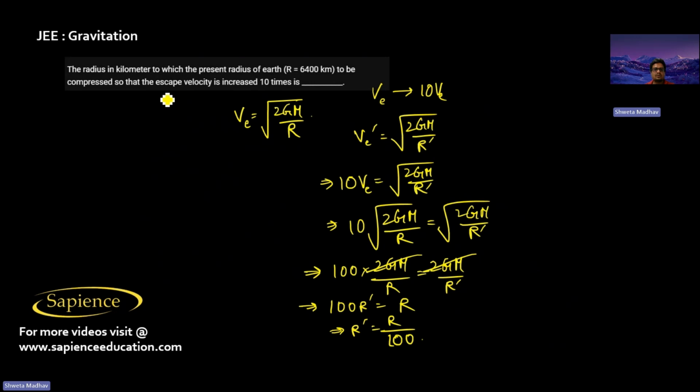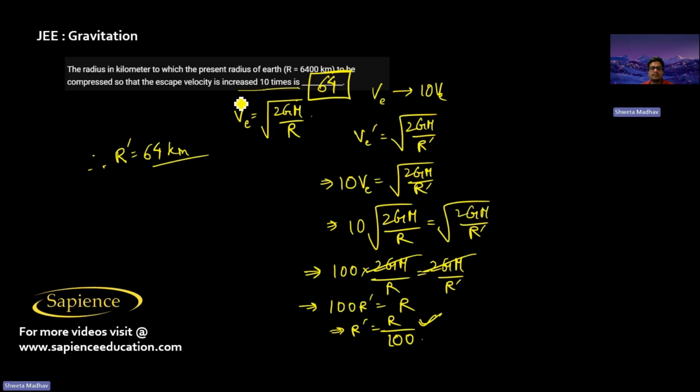So in order to increase the escape velocity to 10 times, the radius should be decreased by 100 times. So the new radius should be 64 kilometers, which is R by 100. So the radius should be 64 kilometers. So 64 is the answer.